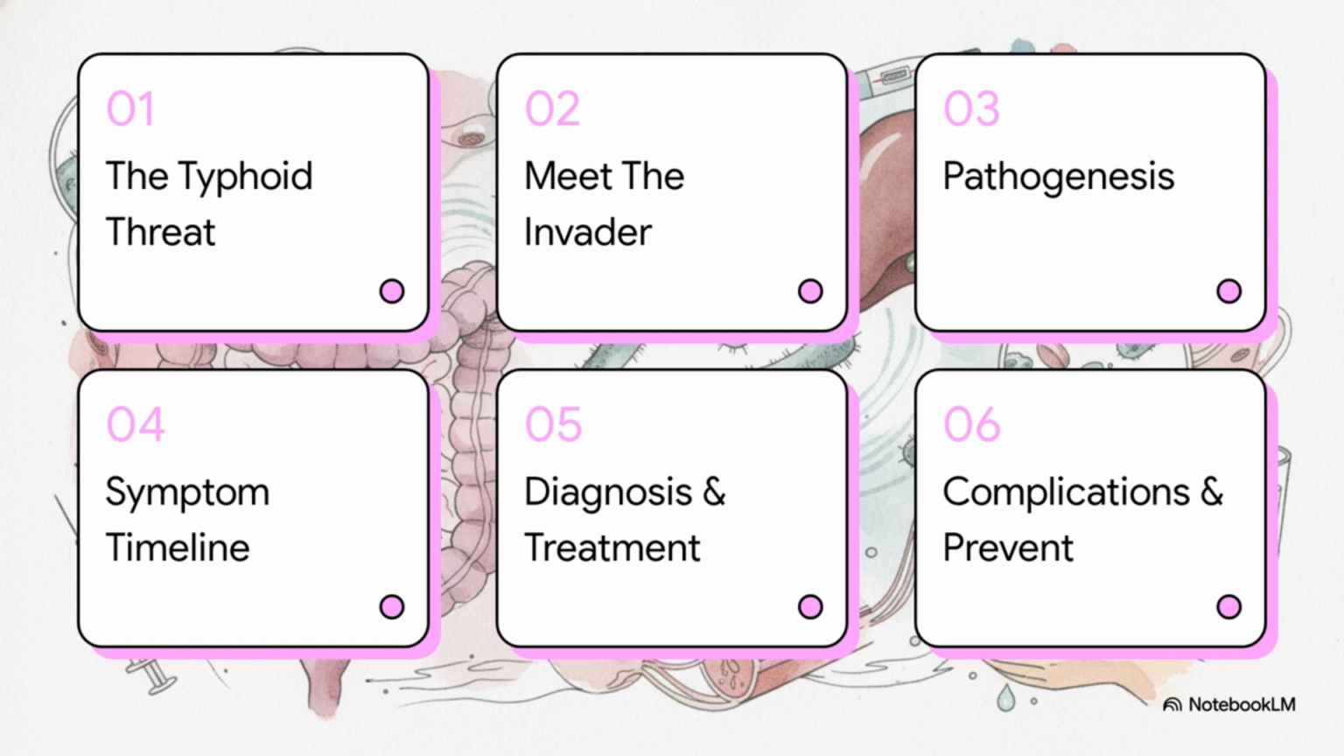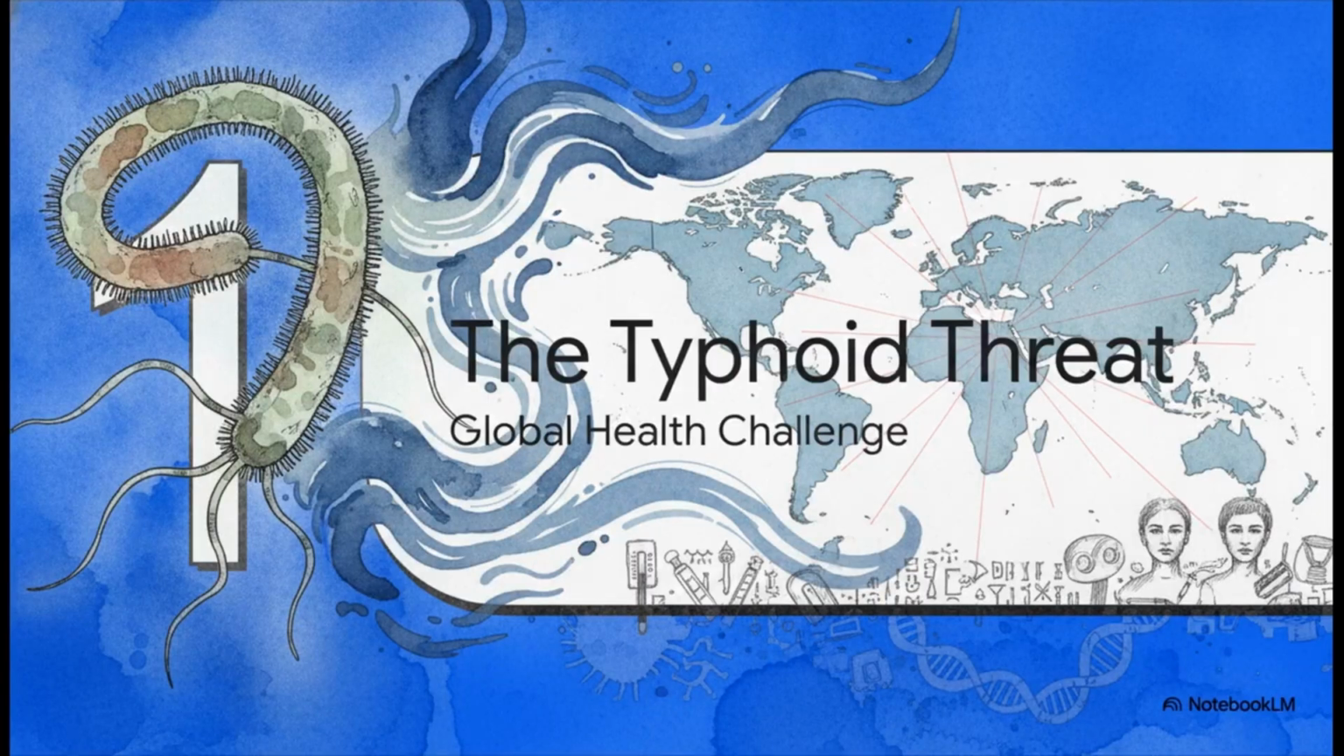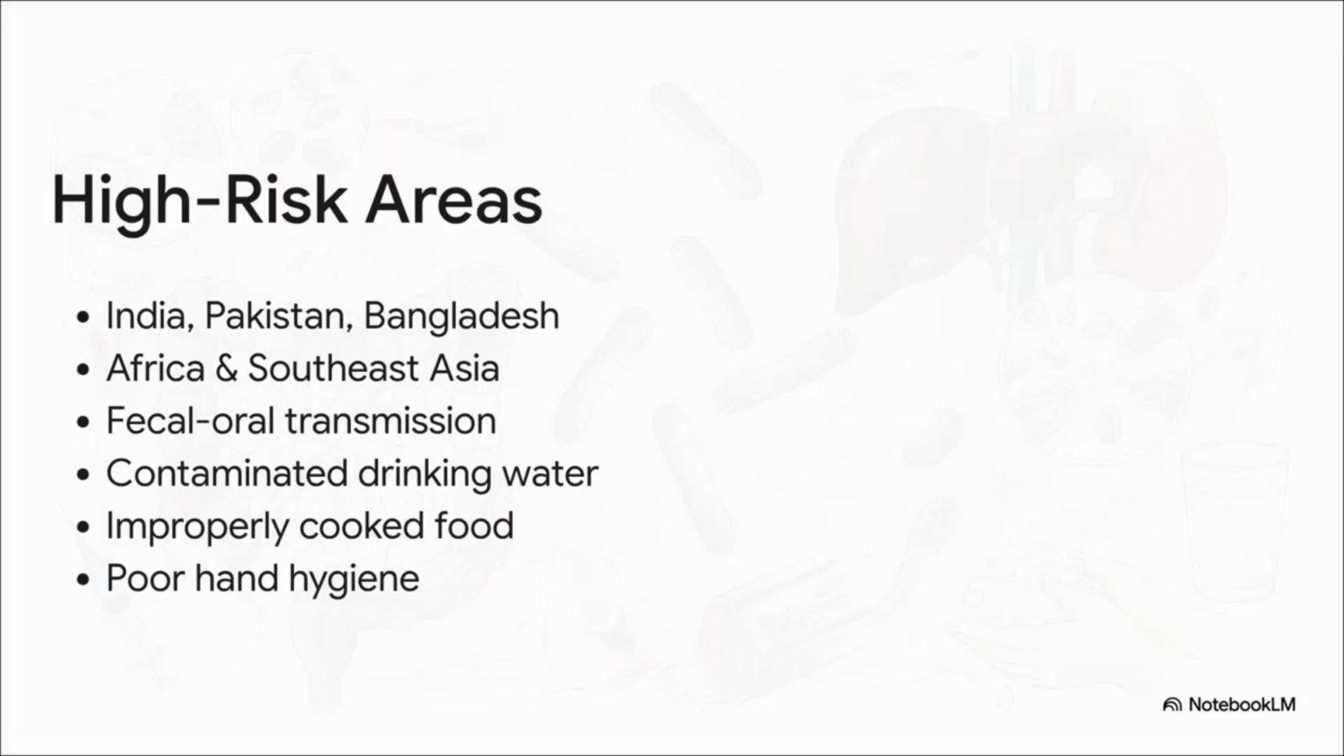1. The typhoid threat. Global health challenge. Starting off with Section 1, the typhoid threat, looking at it as a global health challenge. You see, millions of people are still affected by typhoid every single year. The high-risk areas are primarily regions like India, Pakistan, Bangladesh, parts of Africa, and Southeast Asia. And why is that? Well, because typhoid absolutely thrives wherever access to clean water and proper sanitation is limited.